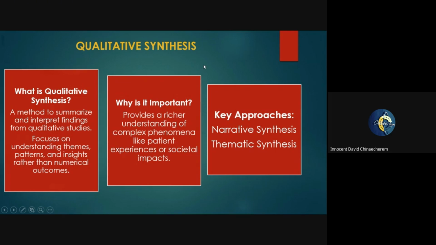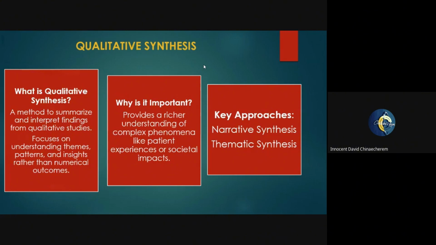Now, the question becomes, why is qualitative synthesis important? Because it's very important. Before we start diving into some of the key approaches, we need to know why it is important. Unlike a numerical synthesis, where you just pull together the overall effect from the data you've already gotten, qualitative synthesis gives us a bigger picture, right? It provides a richer understanding of the complex phenomena that we are trying to explore.